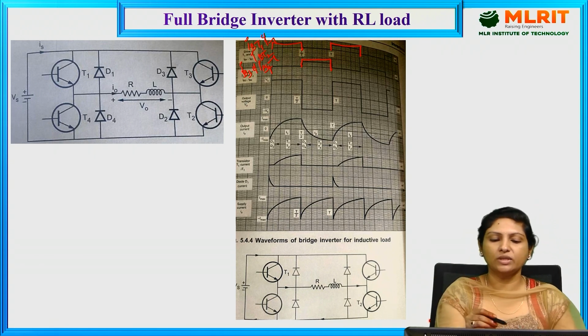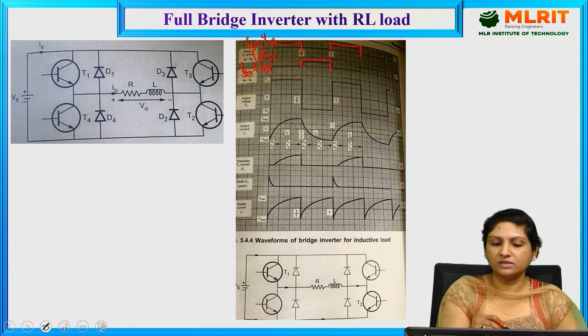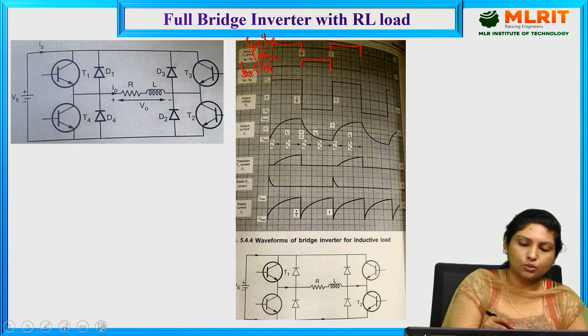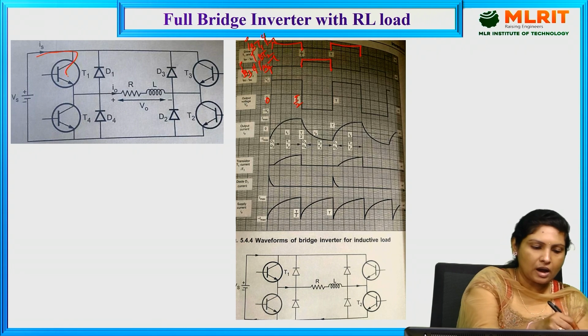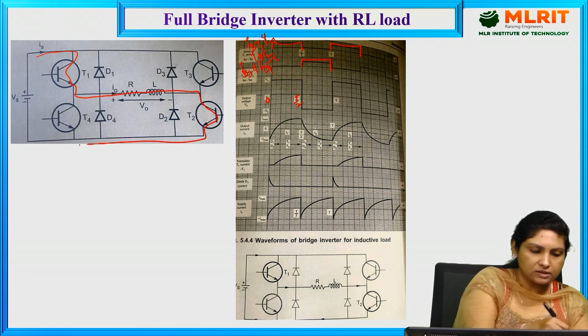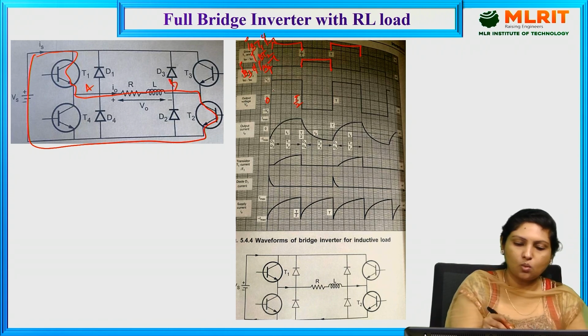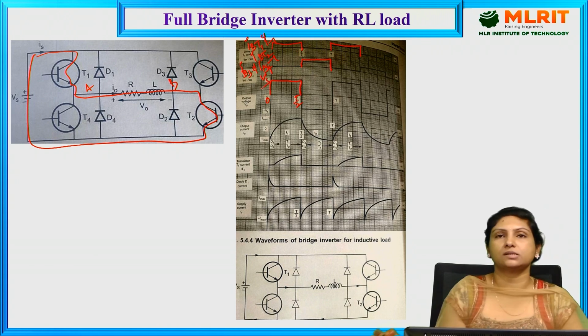So when the base drive is provided for transistor 1 and 2, from instant 0 to T by 2, transistor 1 and 2 are conducting current through the load in this direction, that is from point A to B. So we are getting the output voltage from 0 to T by 2 with magnitude Vs.